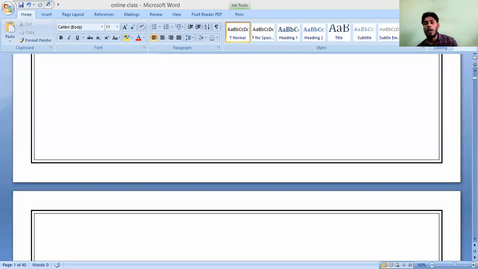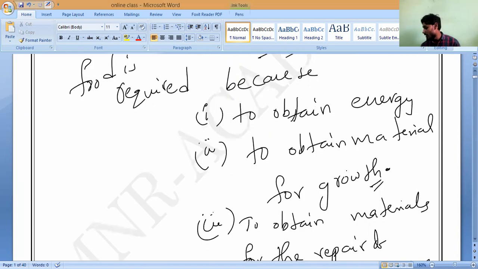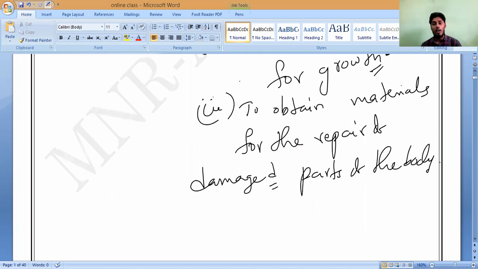So the process of taking food by an organism, as well as the utilization of this food by the organism, is called nutrition. Remember, not only consuming, it also has to be utilized. Utilized for what purposes? I have taught you three purposes: to release energy, to allow growth, and to repair the parts of the body. Do you understand, Kaushik? That is what we call nutrition.